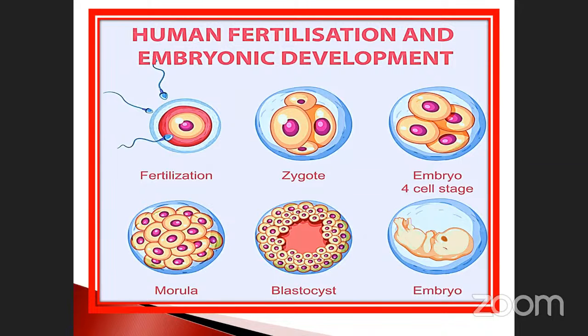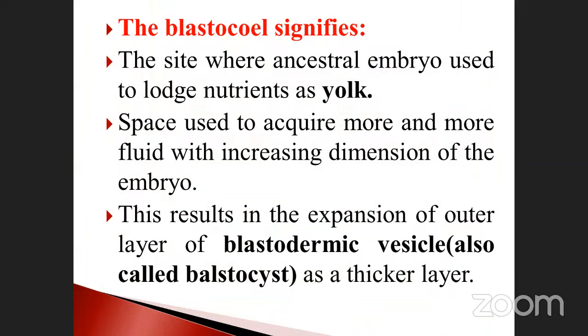Good. Okay. See here. And then what is the main significance of the blastocoel? Blastocoel is nothing but the inner part, inside. The site where the ancestral embryo used to lodge nutrient as a yolk, because it is also modified in the form of yolk. Yolk is very, very important. In each and every egg, there is a yolk. What is the main function of the yolk? They provide nutrition for the embryo. That is very, very important.